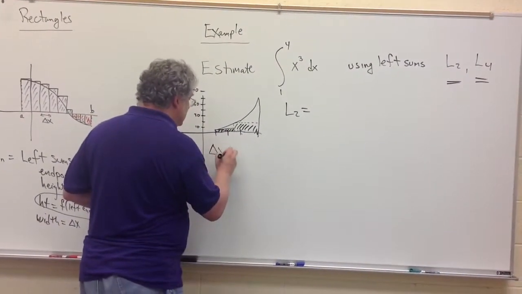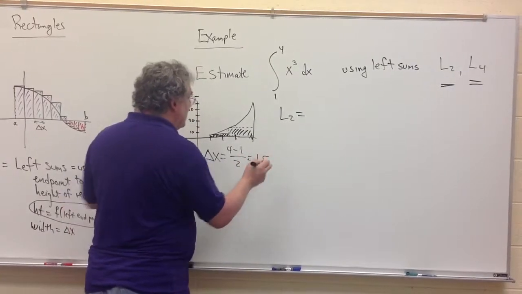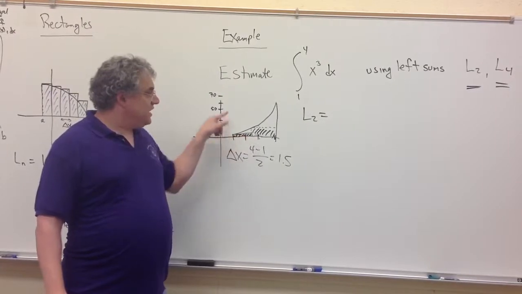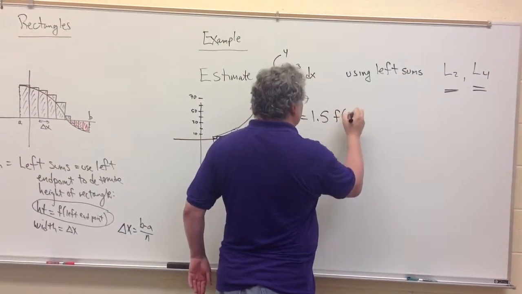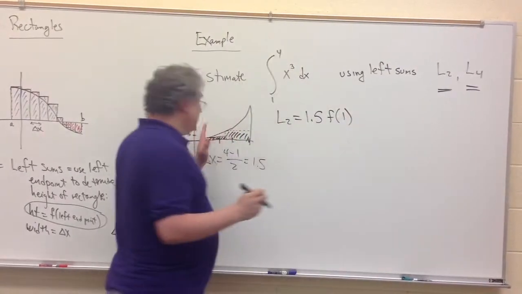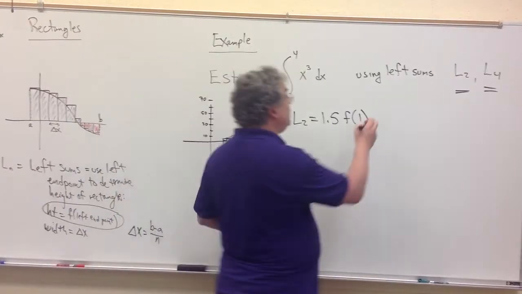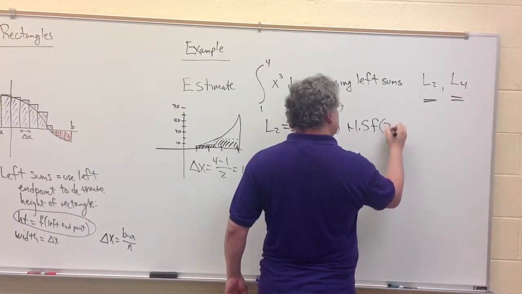So delta x here is going to be 4 minus 1 over 2, which is 1.5. What is the area of that rectangle? It's width times height. So it's 1.5 times the height, which is the height on this side. Now what about the other one? Width times height. Same width. One of the nice things about this is it is the same width times height.